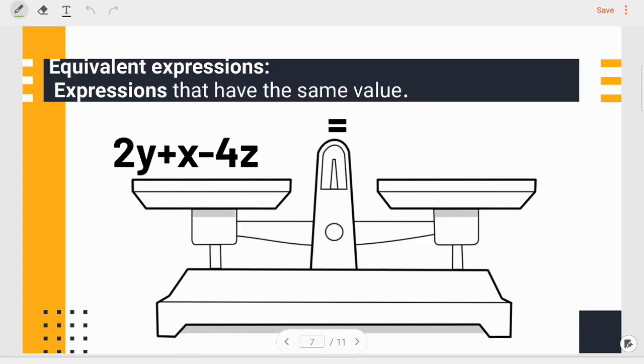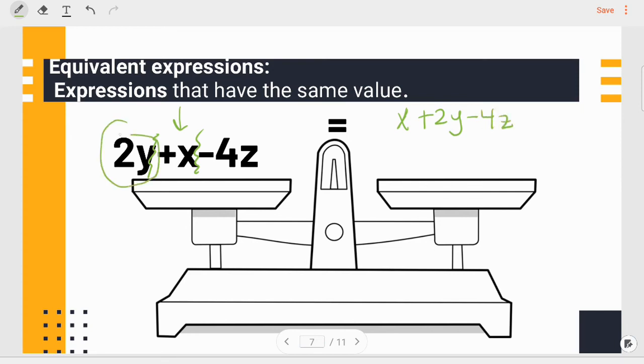Well, what happens if I have 3 terms? Positive 2y, snip. Positive x, snip. Negative 4z. I can make an equivalent expression by rearranging these terms. So let's say we start with the middle term. Let's do alphabetical. X, and then a positive 2y, so I'm going to write plus 2y, and a negative 4z.